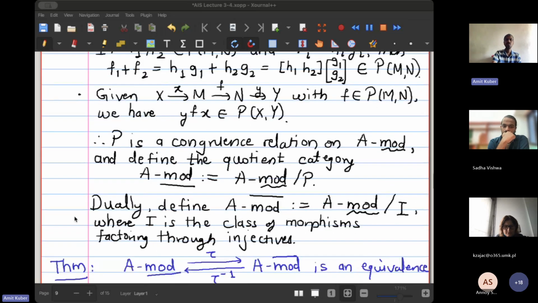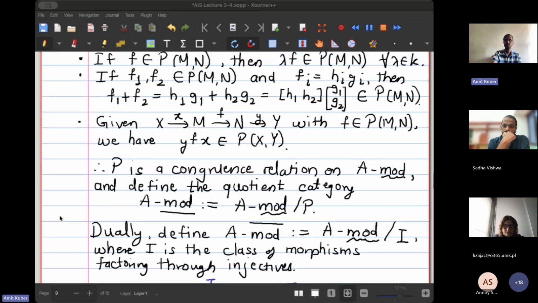And dually, you can define the injectively stable category, which is all the morphisms factoring through injectives, and we write it with mod top, like a bar over mod.